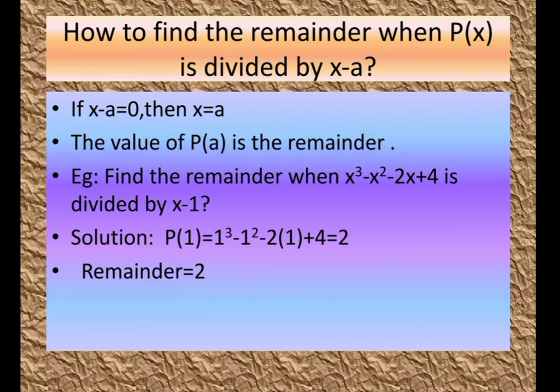Remember, whatever is given to divide, that should be equal to 0 and get the value of x. Then we have to find the value of the polynomial at that x. That will be the remainder of the polynomial.